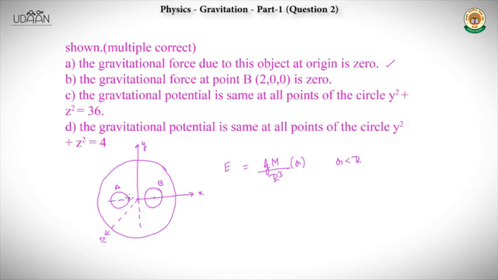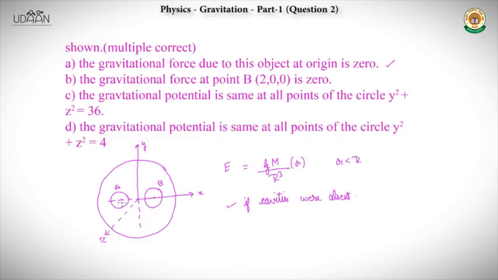So if these cavities weren't there, then obviously we would have a gravitational field. If they were absent. But now due to the cavities, due to this B cavity, there won't be any change in the gravitational field because the point is at the center of the cavity B.